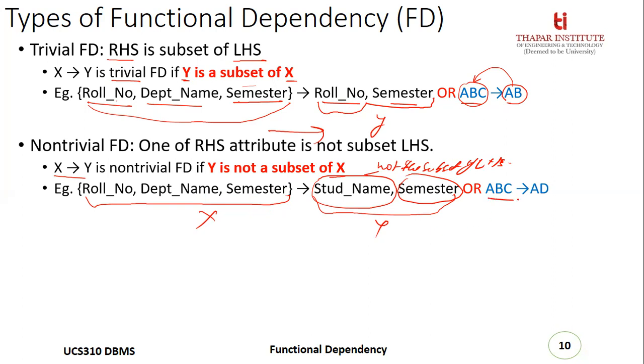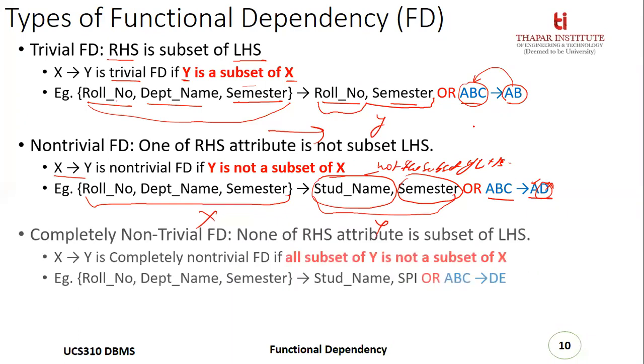Similarly, here you can see ABC tends to AD. A is a subset, but D is not a subset. So that's why it is a non-trivial dependency. It is not a trivial dependency. Okay. Completely non-trivial means none of the RHS attributes is a subset of the LHS attributes. Means whatever the value is provided in the LHS or RHS, RHS will not be a subset of the LHS. So all the attributes are completely different on the RHS side.